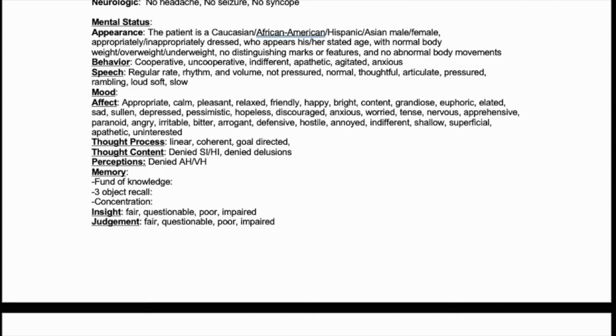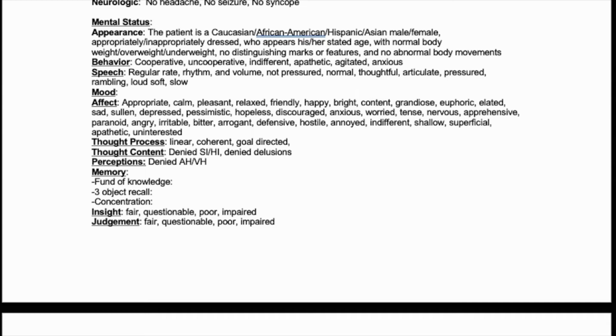Their behavior, how do they behave during the interview? Are they cooperative with you? Are they uncooperative? Are they completely indifferent and apathetic during the interview? Do they become agitated when you ask questions? Do they look very anxious and fidgety in their seat? It's important to document what that behavior looks like, again, so you're painting a proper picture for people who read this documentation.